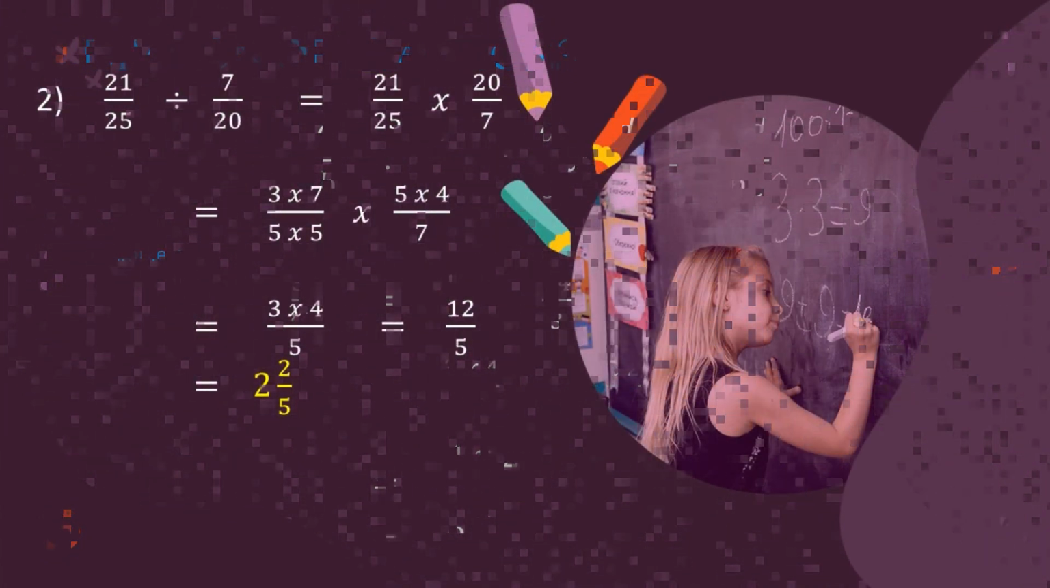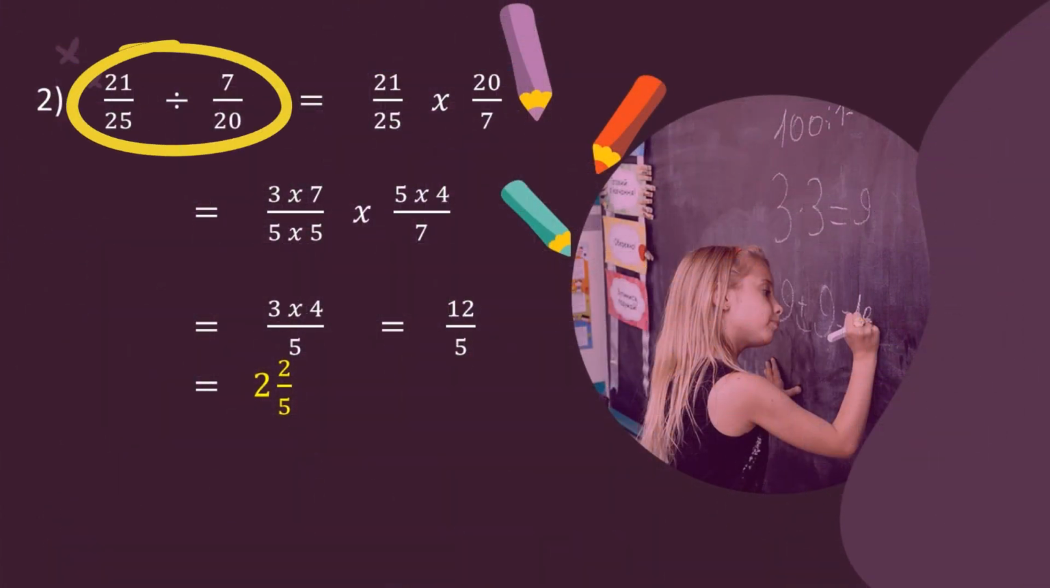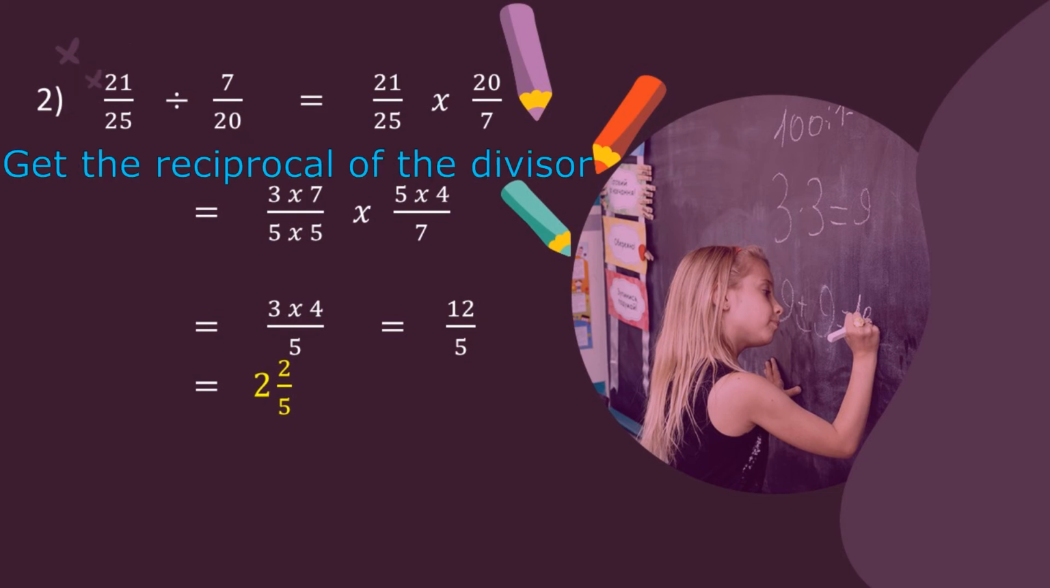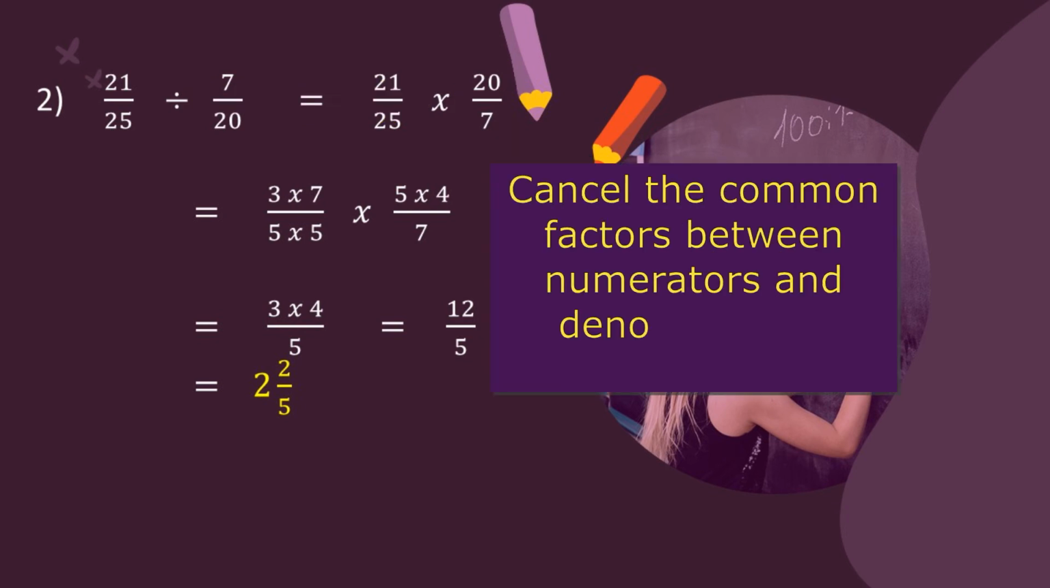For the second example, we have 21 over 25 divided by 7 over 20. So again, first step is get the reciprocal of the divisor. We have 20 over 7. And then, from division, it will become multiplication. So, cancel the common factors between the numerators and the denominator.